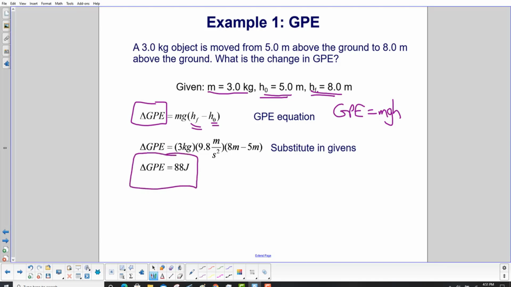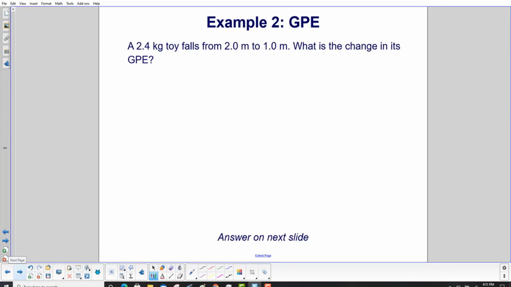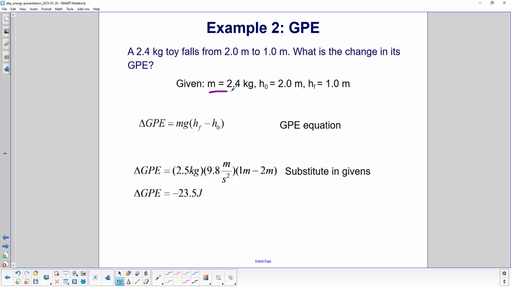It increased. Now we'll have an object falling, getting closer to the ground. We have a 2.4 kilogram toy falling from 2 meters to 1 meter. What is its change in GPE? We write our givens down. The mass is 2.4 kilograms. The initial height is 2.0 meters, and the final height is 1.0 meters. Here's our GPE equation, mg delta h, which is always h final minus h initial. Substitute in the mass, the value for g, and h final, which is 1 meter minus 2 meters. Carry out the math, and we get negative 23.5 joules.